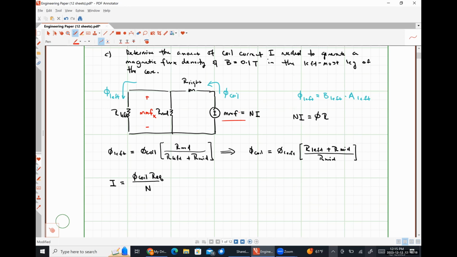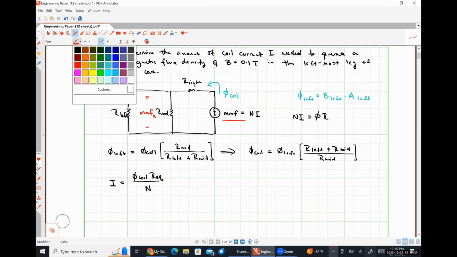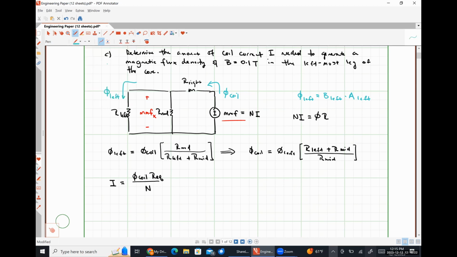A third way to potentially do it, for whatever floats your boat, using Ohm's law, we can find that MMF sub X. Knowing that MMF sub X, we could then find the flux through the middle branch, just using effectively Ohm's law. Kirchhoff's current law with fluxes would allow us to calculate our coil flux, and then we could use our coil flux to find I. So much like an electric circuit, there's always 8 different ways to do anything with any of these. It's just whatever you're most comfortable with.